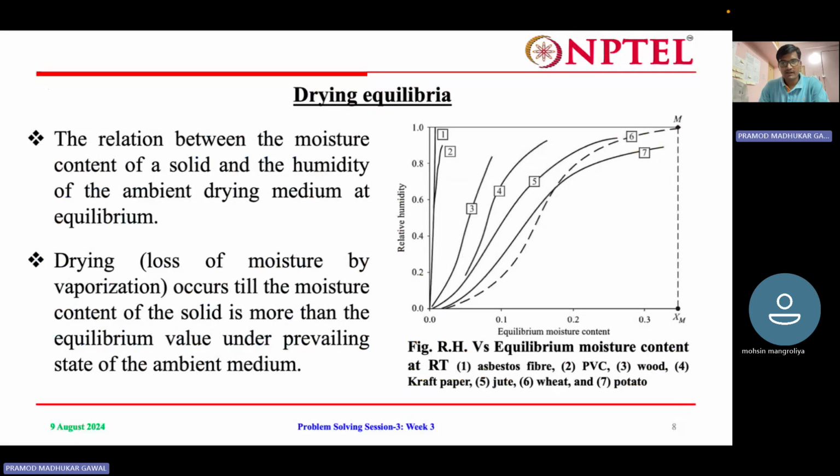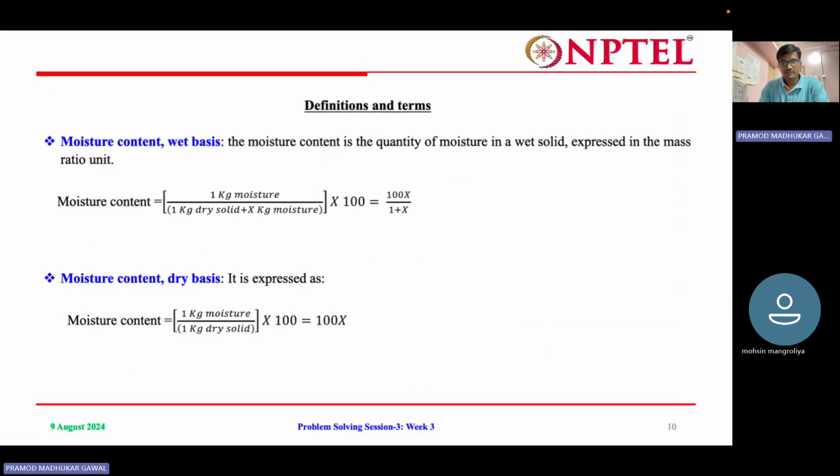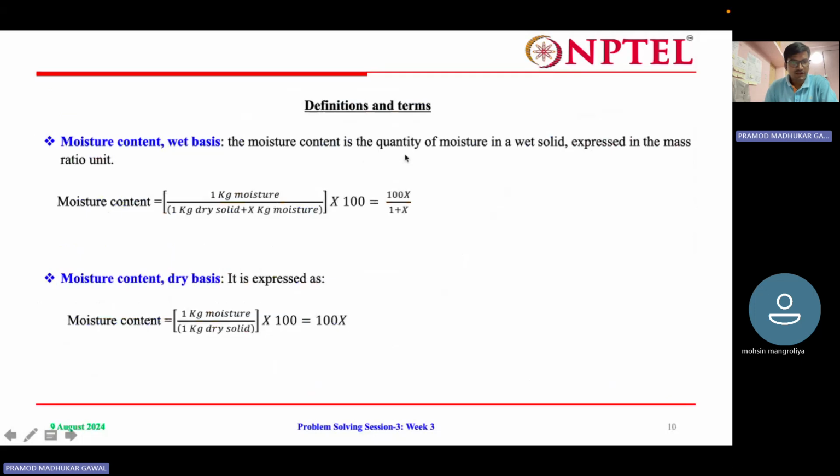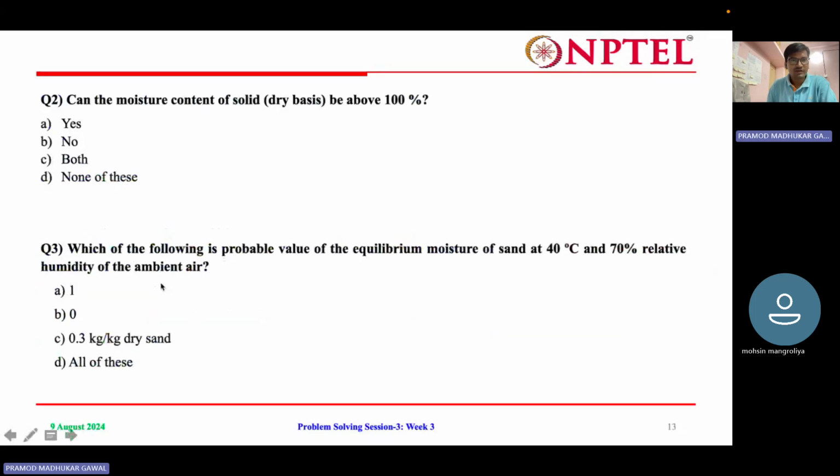So based on drying equilibrium, these are some definitions and terms. Now the MCQ. Here is the statement: can the moisture content of a solid on a dry basis be above 100%? You have to tell the answer. So we see the term now. The moisture content on a dry basis is kg of moisture divided by kg of dry solid, right? So can the moisture content of a solid on a dry basis be above 100%? Options are given here. You have to say yes, no, or both.